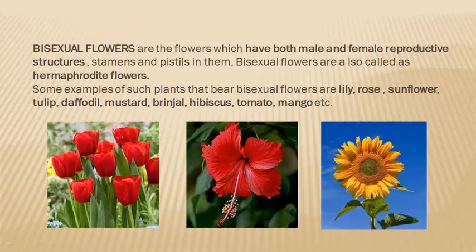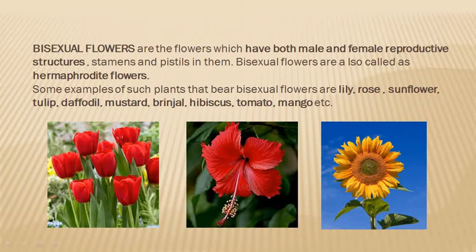The next category of flower is bisexual flower. Bisexual flowers are the flowers which have both male and female reproductive structures, means the flower which has both stamens and pistil in it. These bisexual flowers are also called hermaphrodite flowers. Understood now? Male reproductive structure is stamen and female reproductive structure is pistil.